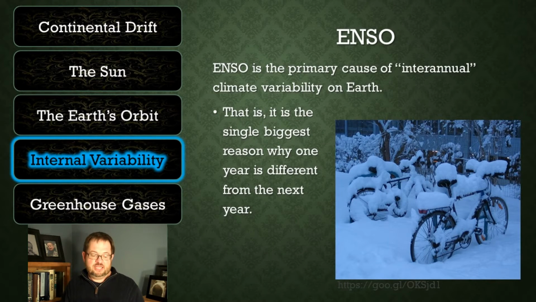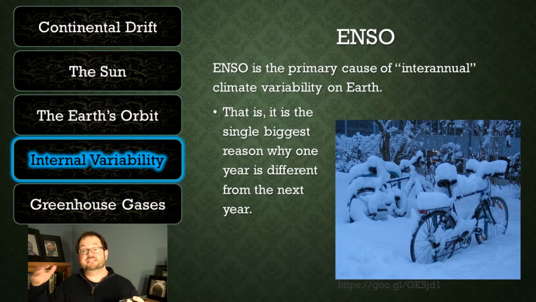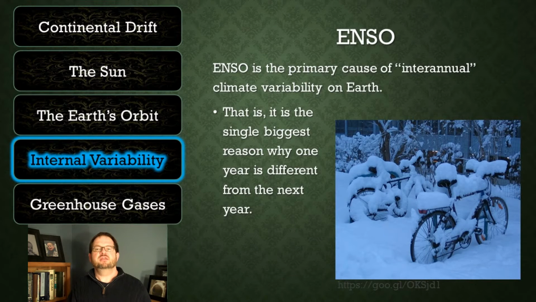This is really important. El Nino and the Southern Oscillation, or ENSO, is the primary cause of interannual variability on Earth, interannual, between years. That is to say, El Nino and the Southern Oscillation is the single biggest reason why one year is different from another. Okay, there can be a lot of reasons why this winter was warm and this winter was cold, or this summer was dry and this summer was wet, but the single biggest reason that explains most of the changes is El Nino. During El Nino years, certain kinds of things happen in the climate. During La Nina years, other things happen in the climate.